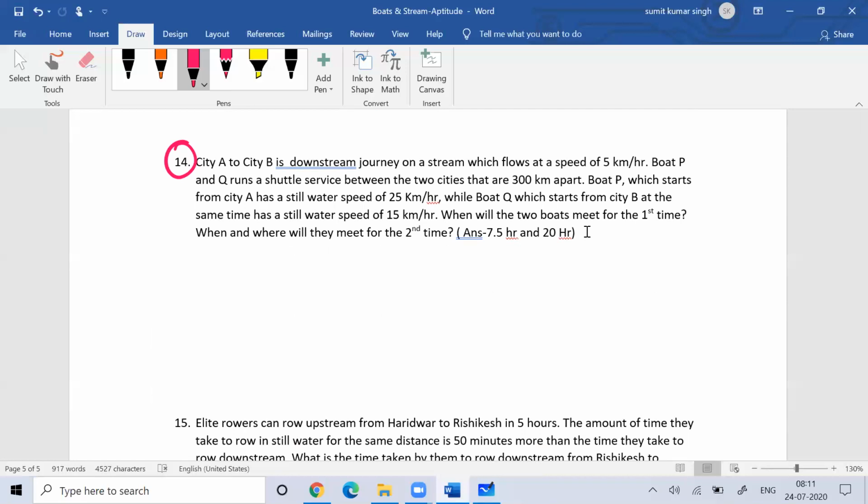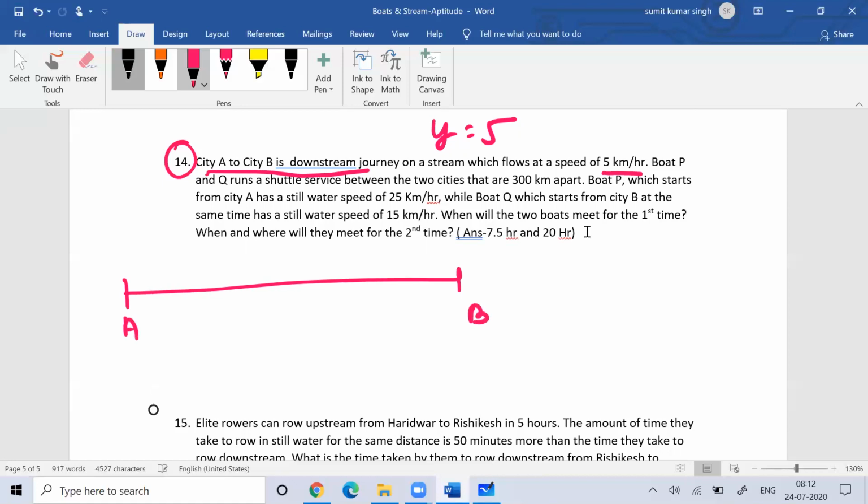So you can see this question number 14. City A to city B is a downstream journey on a stream which flows at y, 5 kilometer per hour. So y is 5 kilometer per hour. City A to B is a downstream journey. You can understand that the river is moving from A to B.